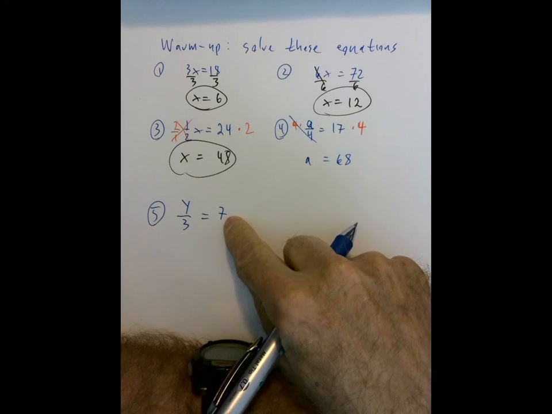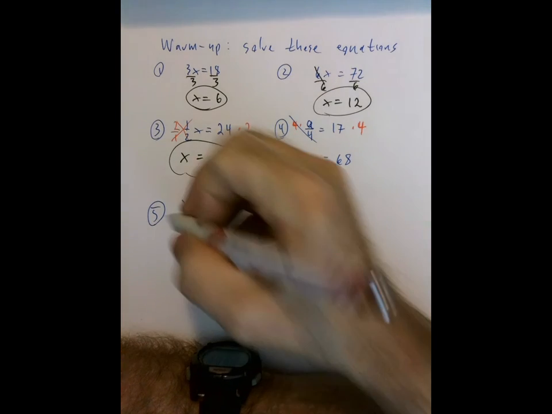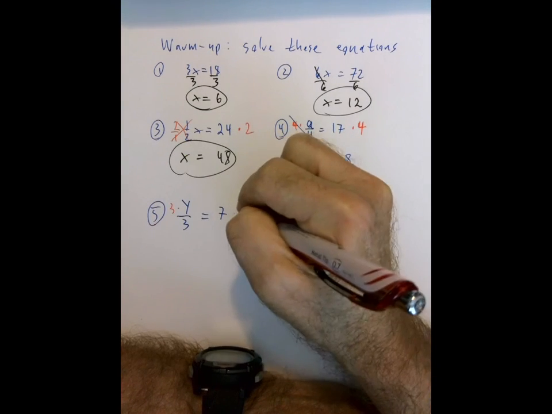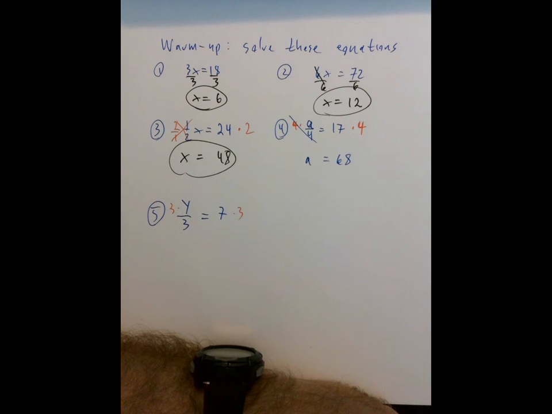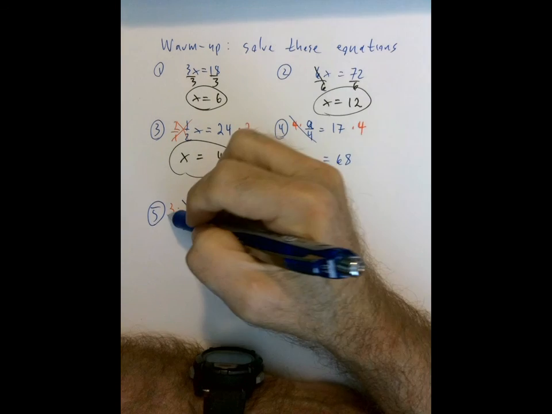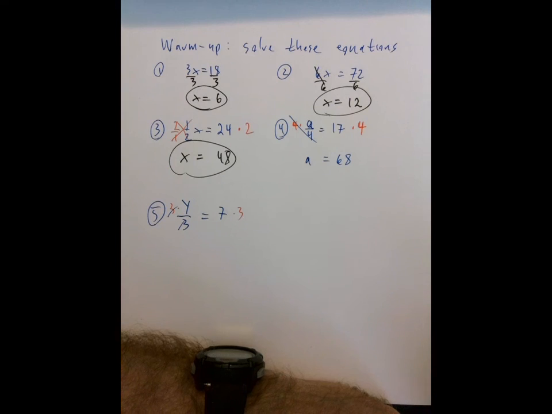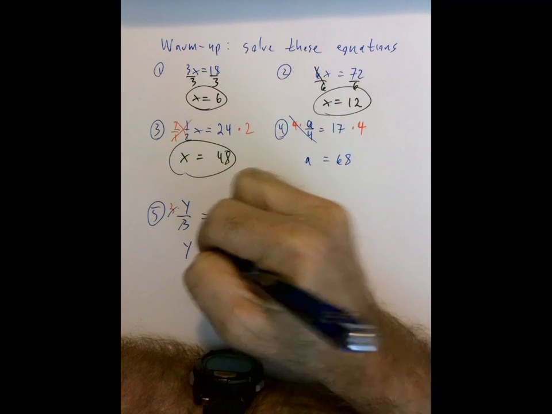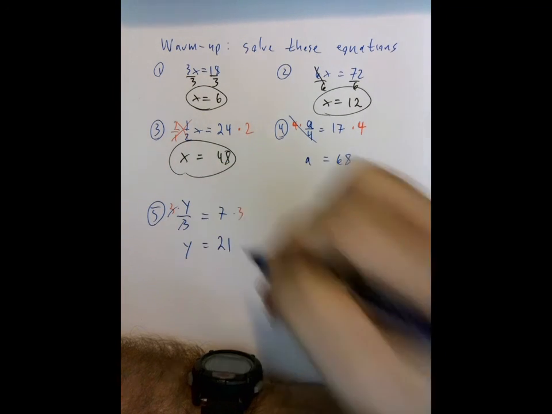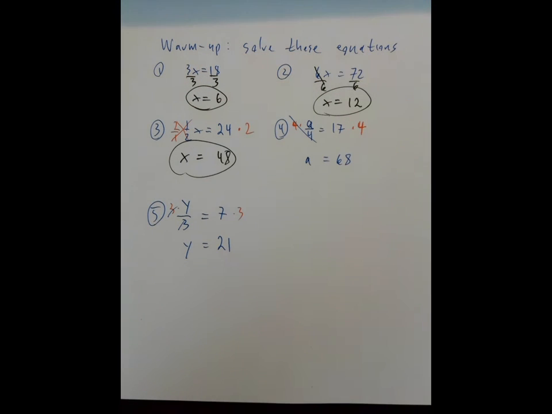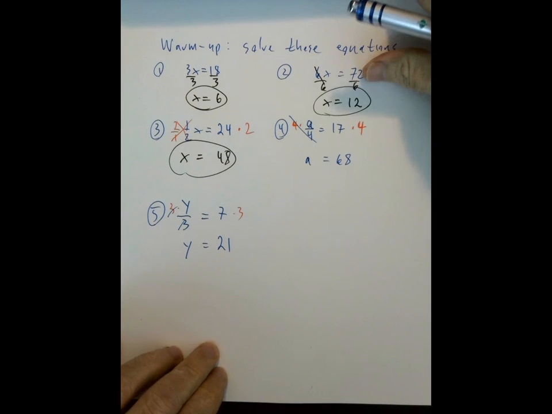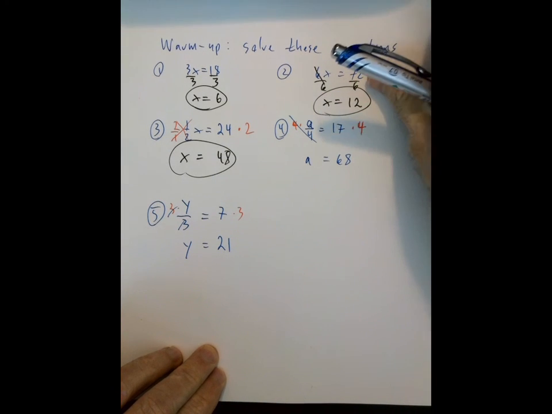This one here, we're dividing by 3. So what did we do? We multiplied both sides by 3. That caused the multiplication and the division to cancel, isolating the y. 3 times 7 is 21. Okay? So anyway, that's a warm-up. I'm going to put that aside here.